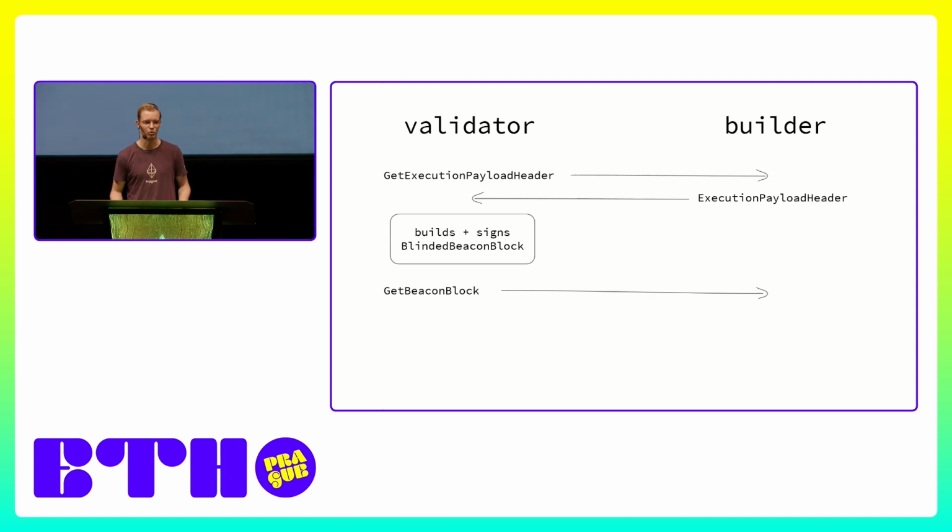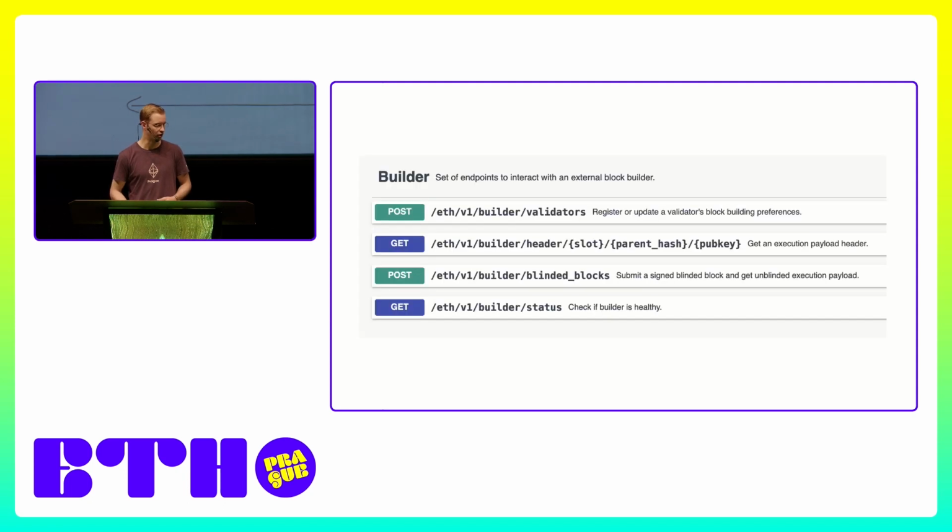I just don't know what transactions are behind it. And then the builder verifies that that block is signed correctly and everything else checks out. And then they reveal the transactions that were originally blinded. And so this is the full flow.